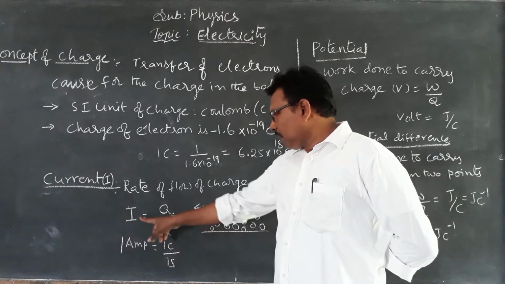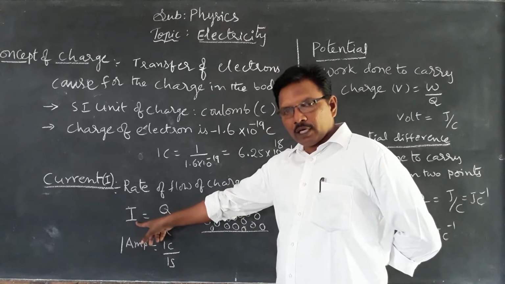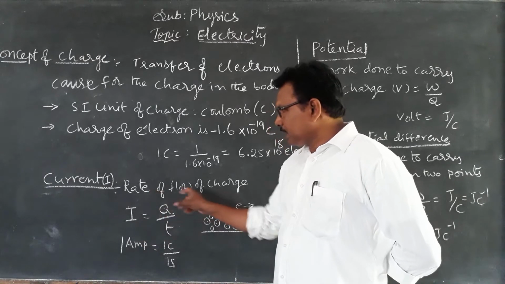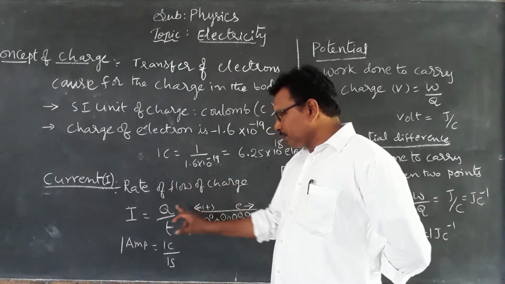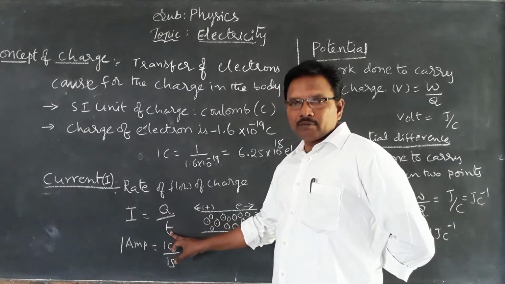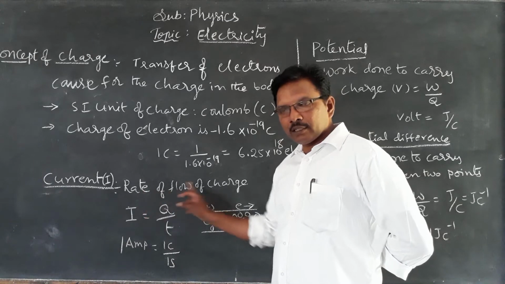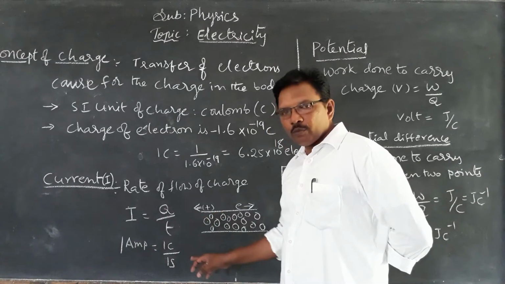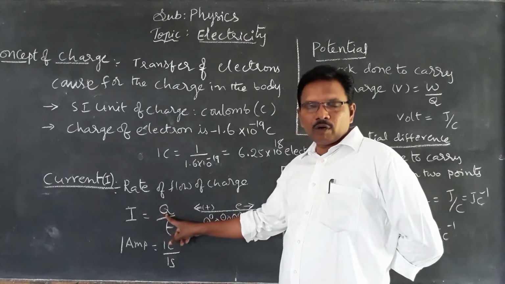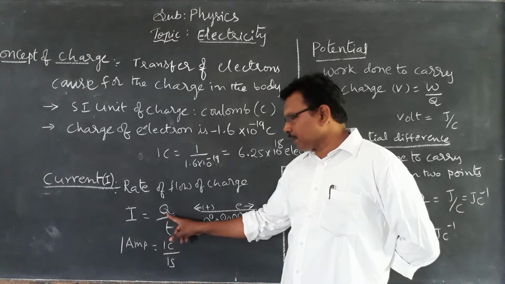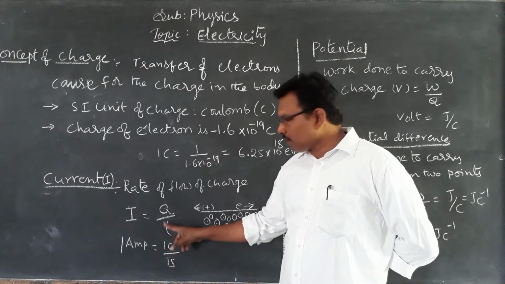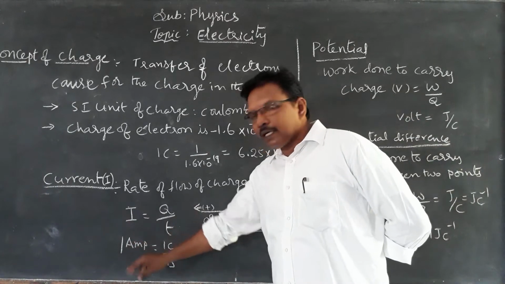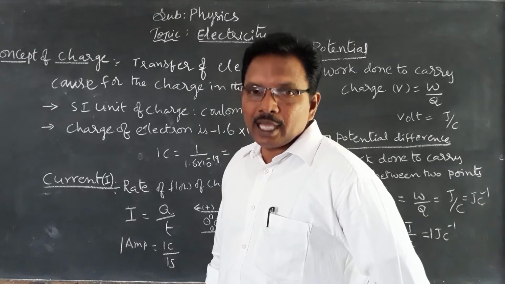Now, current in the conductor, as per the definition, is the rate of flow of charge. That means charge per unit time. Rate means the charge per time. So the flow of charge Q for T time is called current. Current is Q by T. Now, the unit of current is amperes.